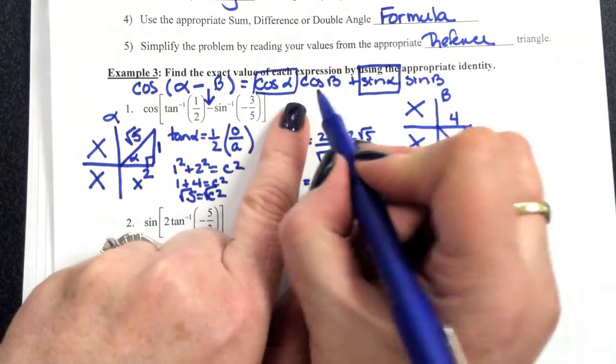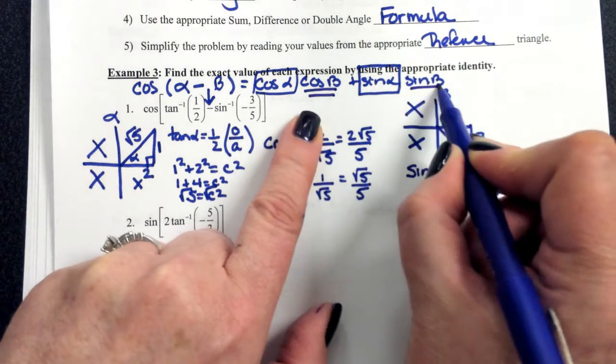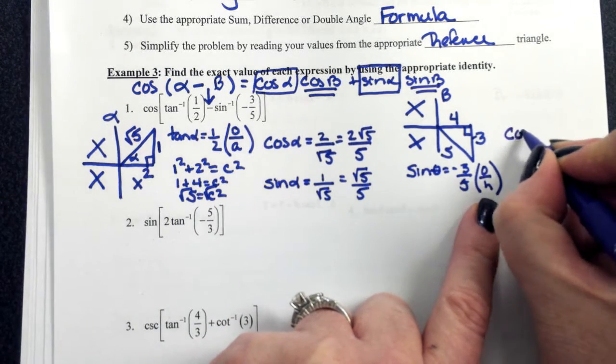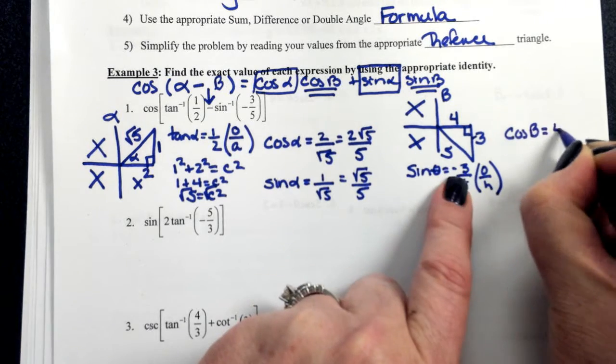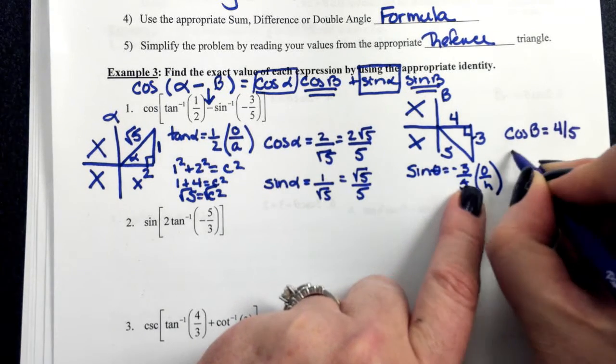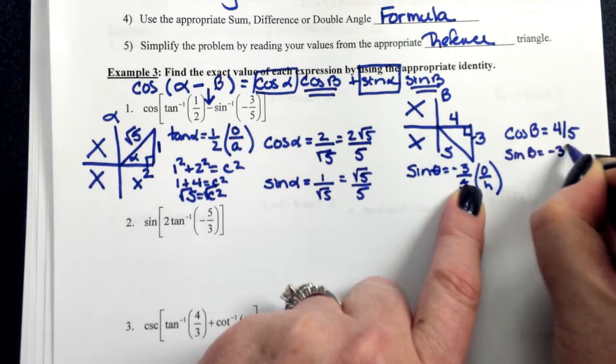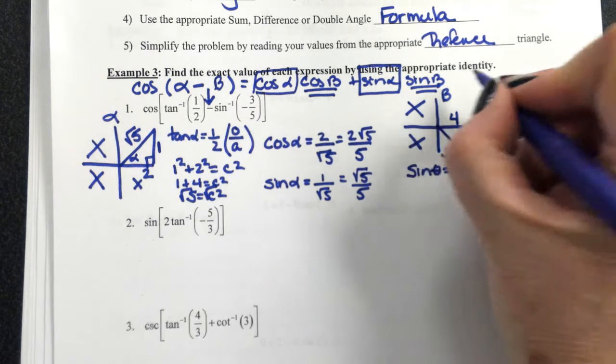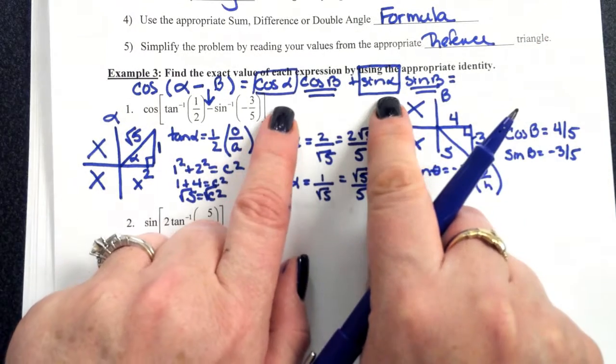So, because I know eventually I'm going to be plugging them into my cosine difference formula, I'm going to go ahead and set up the sine and cosine from this particular triangle. So the cosine of beta is the adjacent over the hypotenuse, which is 4/5. The sine of beta is negative 3/5. So yes, with the sum and difference, it's going to be more work because you have 2 separate triangles you have to set up. All right, so any questions on how I've set up those 2 different triangles? Now, I can go ahead and plug the values into my formula.